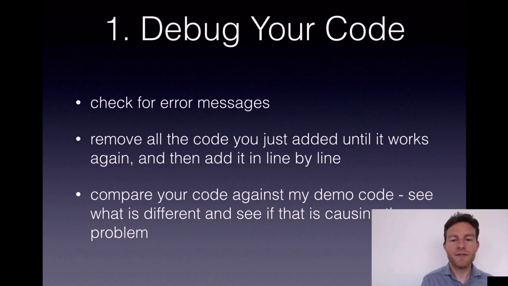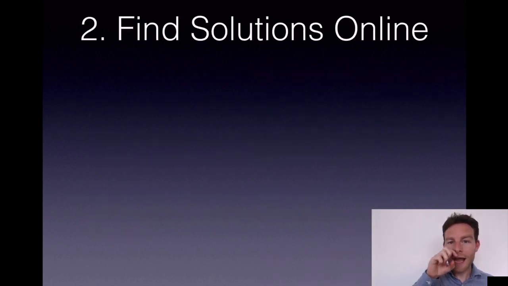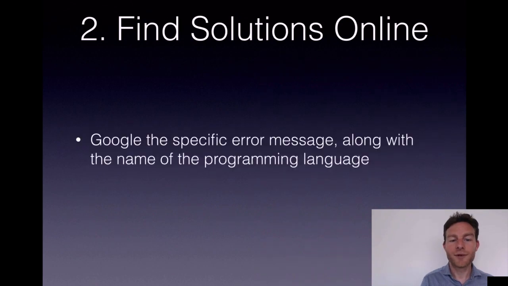All right, so what if you've done all this debugging and you still can't get it working? Well, step 2, and this is what makes you a real programmer, is learning how to find solutions online. So it's pretty straightforward, really. It is just Googling. My general approach is to Google the specific error message that you've got. And if you don't have an error message, then get one, either from the compiler, from the browser, from Xcode, whatever it is, and then Google that along with the name of the programming language.